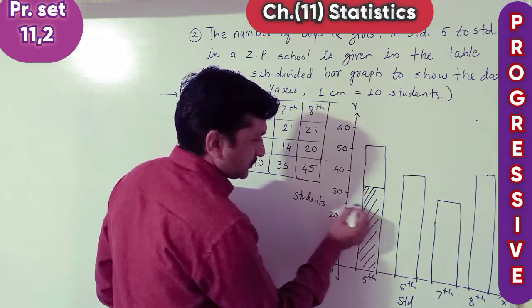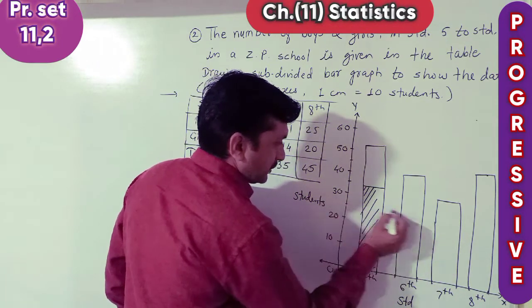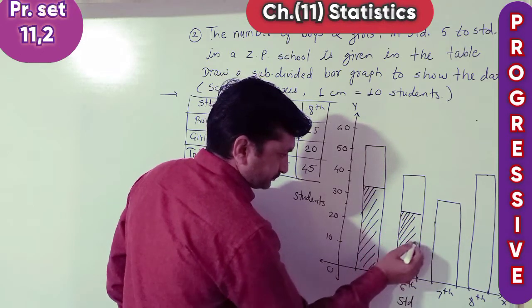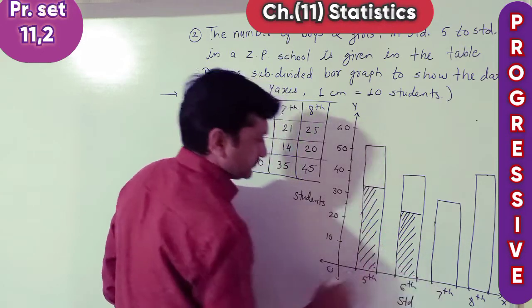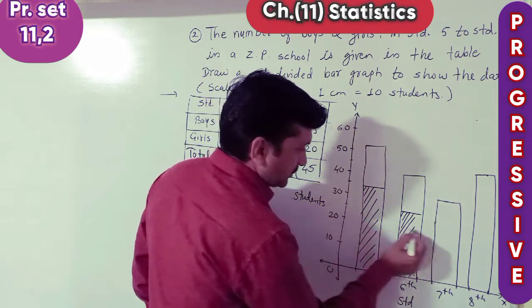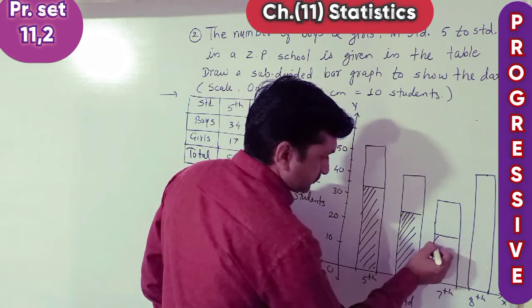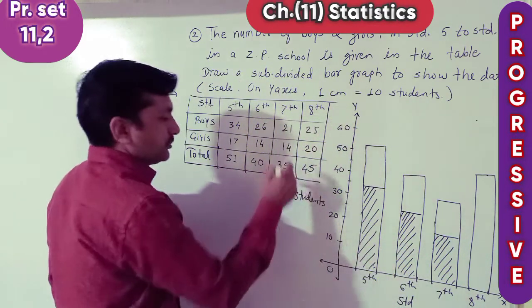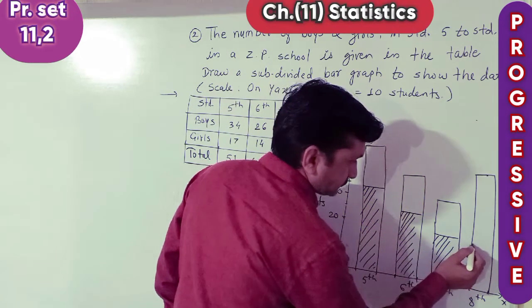Here 26. Here 25. 25, one line up above. 26. 21. 20 is here, one line above, one line more than. Here 20 is here.